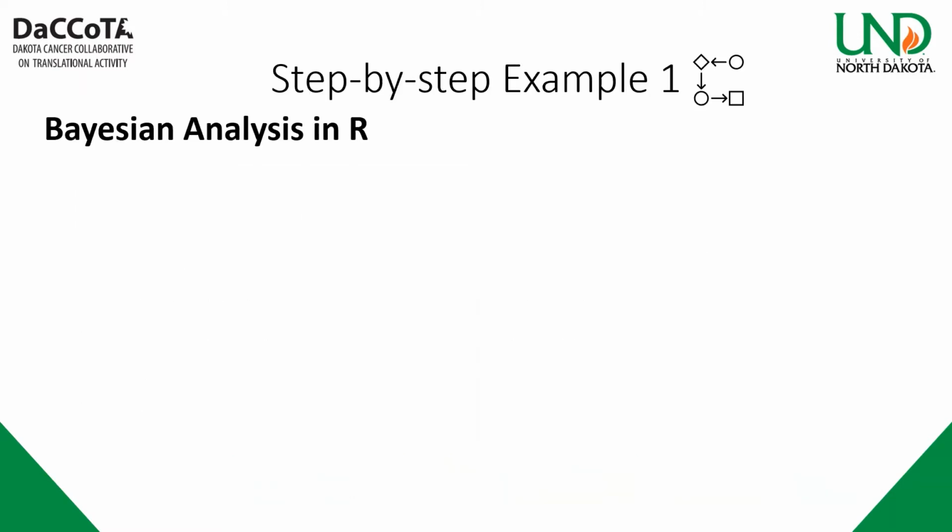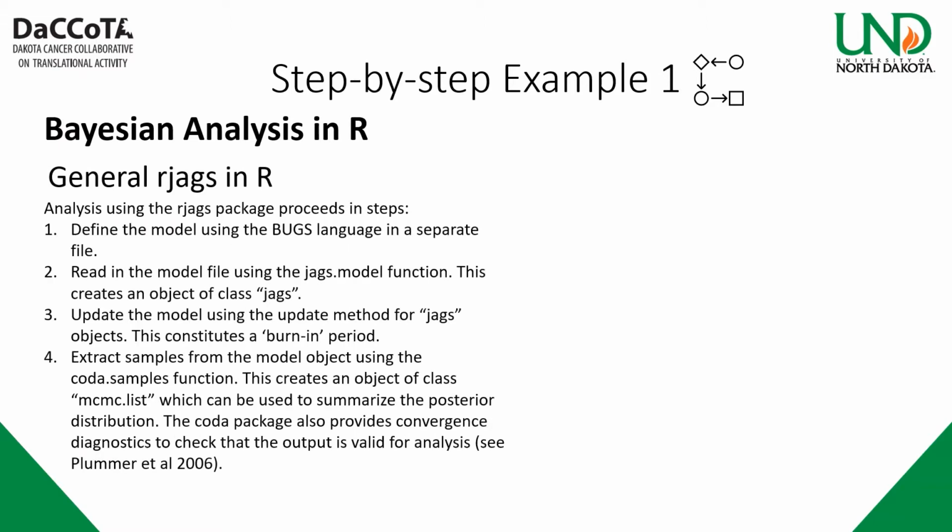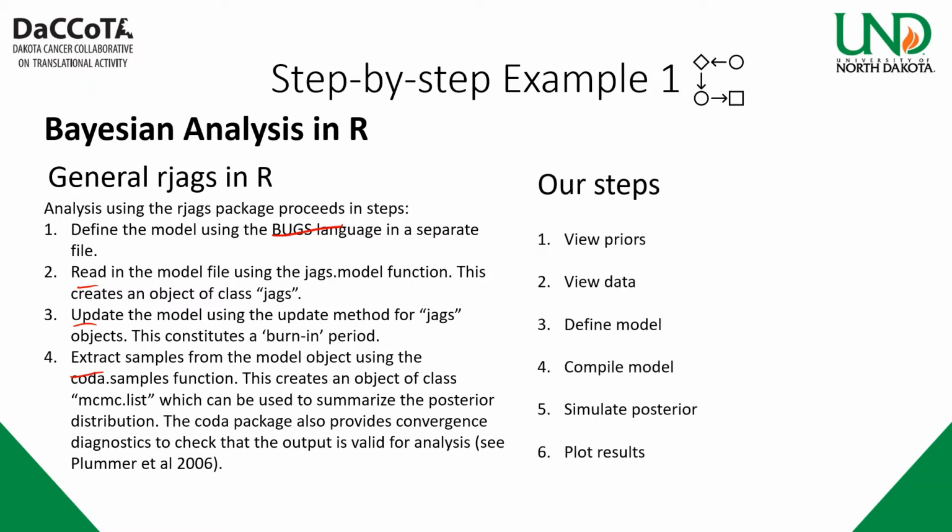So let's get started with our step-by-step example. Just talking about rjags in R, it is a package that helps define models using the BUGS language in a separate file. It reads it, updates it, and extracts it. But for our purposes here, these are the useful steps that we'll be covering. We'll view priors, we'll view data, we'll define model, compile model, and simulate model. That's the actual meat of it, and then plot results. So these things are the visualization and results. So let's get going here.